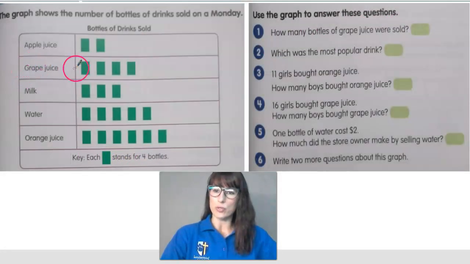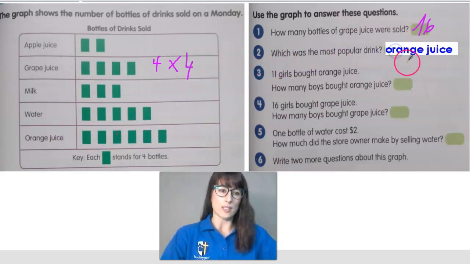Let's look at grape juice. We have 4, but we know each stands for 4 bottles. So 4 multiplied by 4 is 16. So how many bottles of grape juice were sold? 16. Which was the most popular drink? Let's look at it. I can tell it's this one. It's the orange juice, 2, 4, 6. So we're going to just write it. It's the orange juice.